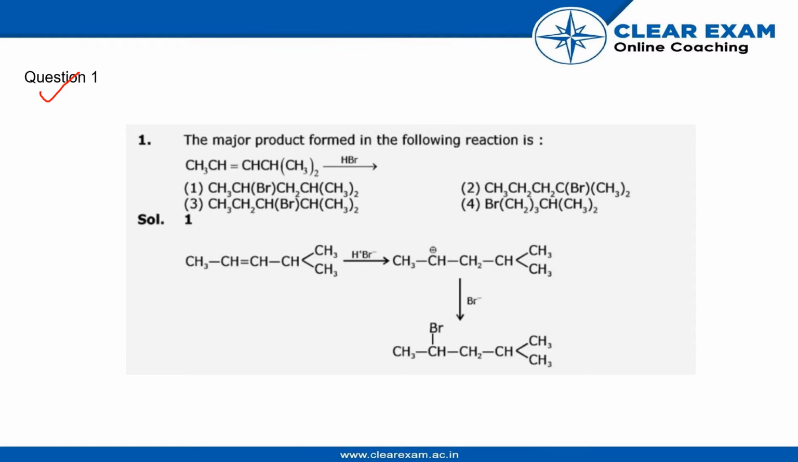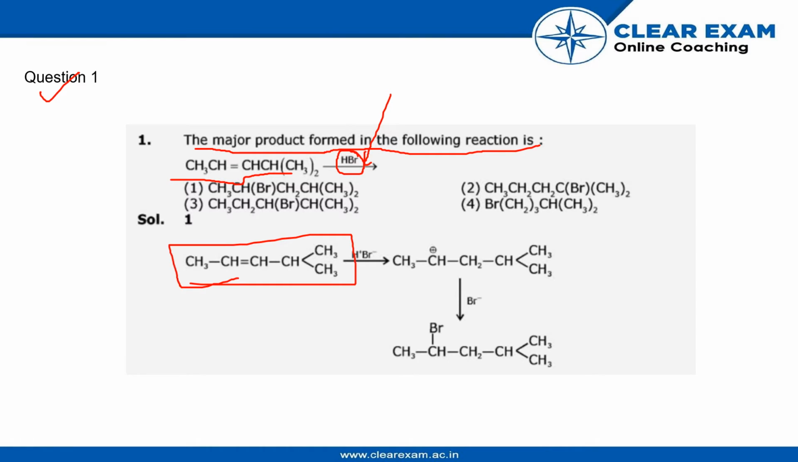So in the first question, we have to find the major product formed in the following reaction. The reaction is CH3CH=CHCH3 reacting with HBr. It's a nucleophile addition reaction, and hence what will be formed in the final output product?